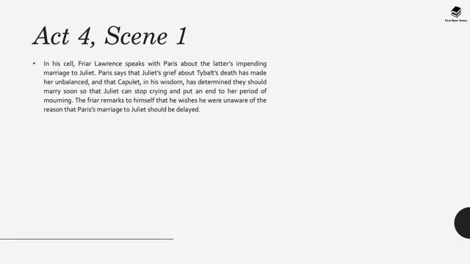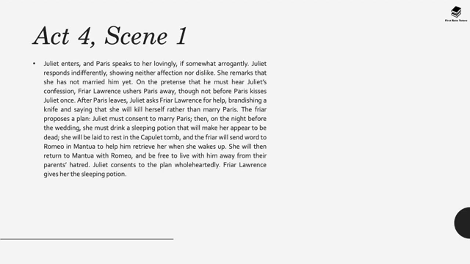Now in Act 4, Scene 1, in his cell, the friar speaks with Paris about the latter's impending marriage to Juliet. Paris says that Juliet's grief about Tybalt's death has made her unbalanced, and Lord Capulet, in his wisdom, has decided that they should marry soon so that Juliet can stop crying and put an end to her period of mourning. The friar talks to himself and remarks that he wishes that Paris were aware of this marriage, but he also wishes that he were unaware of the reason that Paris's marriage to Juliet should be delayed.